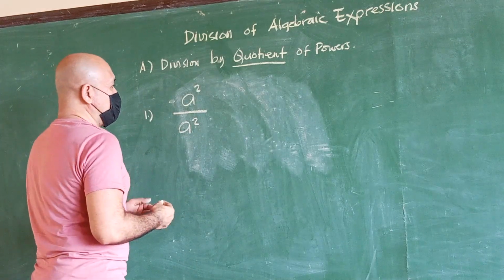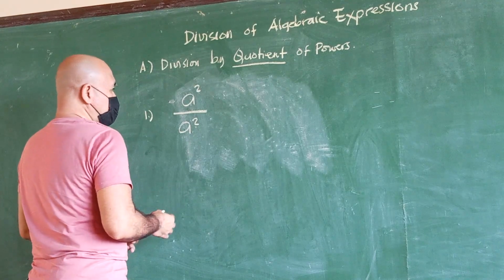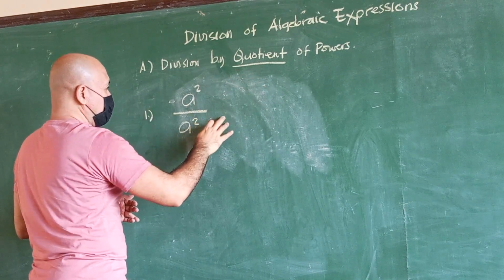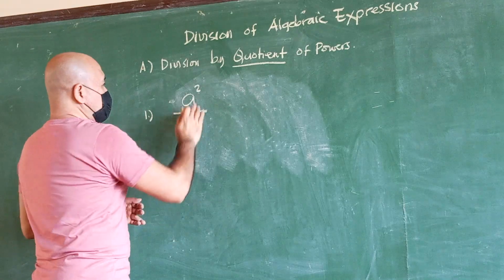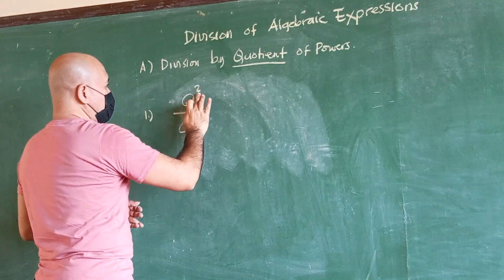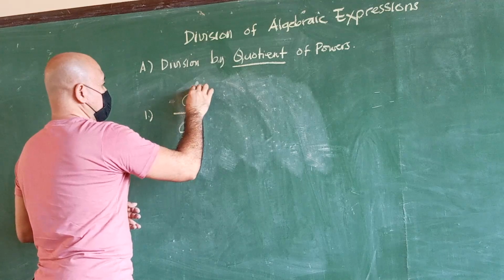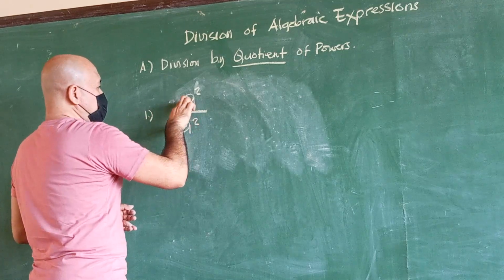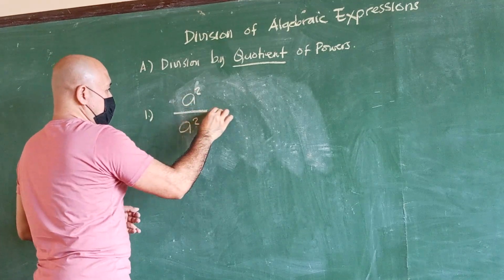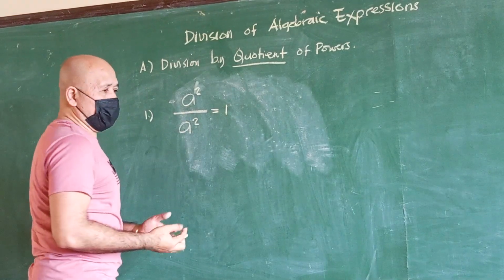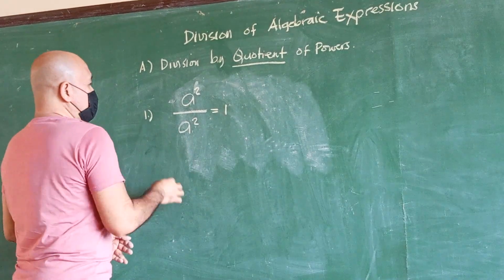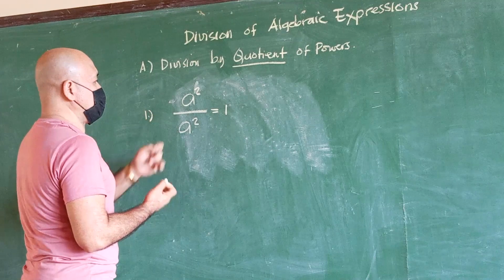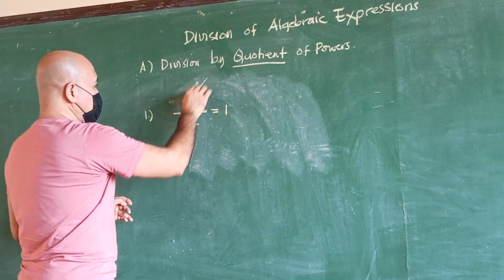Okay, so what are we going to do here? If we apply the laws of exponent, as part of the quotient of powers, a squared over a squared, if the bases are the same and the exponents are the same, it is just equal to 1 directly. Anyway, this is just a review. So if you are dividing expressions where the bases and the exponents are the same, then it is just equal to 1. Just cancel directly.